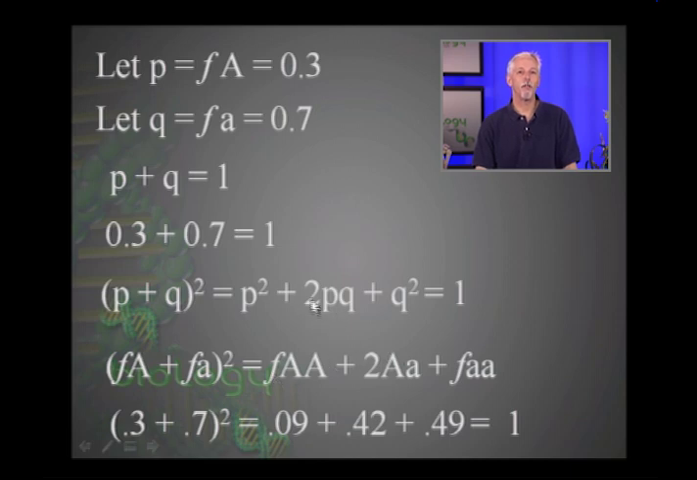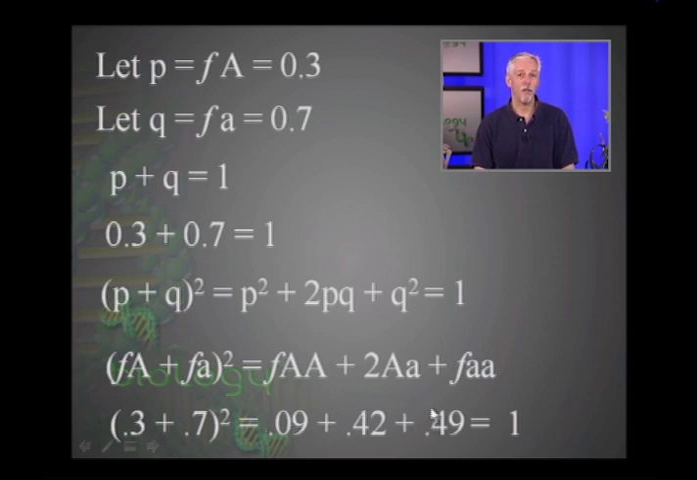For 2PQ, you'd multiply 2 times 0.3 times 0.7. 0.3 times 0.7 is 0.21, times 2 is 0.42. So 42% of the population would be heterozygous. And then Q squared would be 0.7 times 0.7, which equals 0.49. If we add those up, we get 100% of the population made up of either homozygous dominants, heterozygotes, or homozygous recessives.